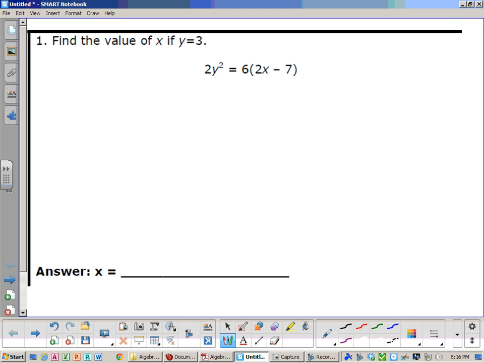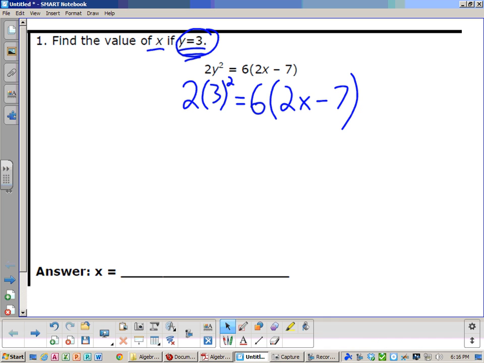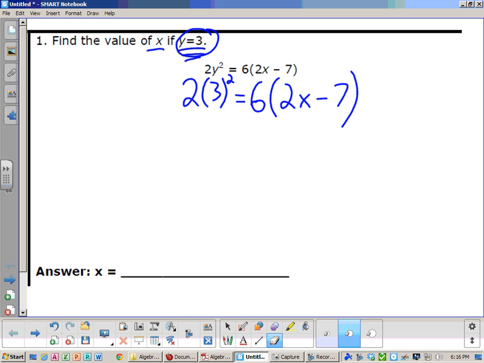All right, find the value of x if y is equal to 3. So what I need to do is first know that y is equal to 3. So I'm gonna put 3 where the y is. So now I got 2 times 3 squared is equal to 6 parentheses 2x minus 7, right? The key thing that we're doing here is that we replace the y with the value of 3.